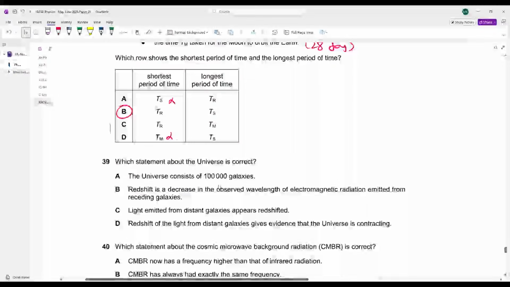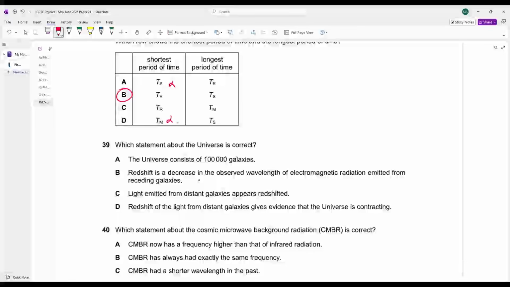Simple. Which statement about the universe is correct? The universe consists of 1 lakh galaxies. No, I don't know about that. I will confirm when I go on expedition in space. Redshift is the decrease in wavelength. No. Light emitted from the distant galaxy appears redshifted. Yeah.